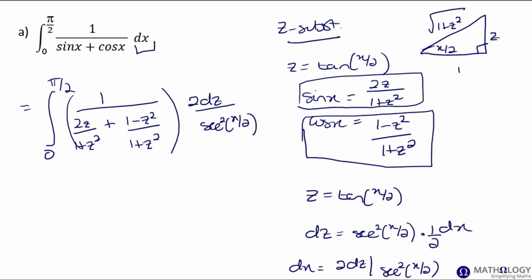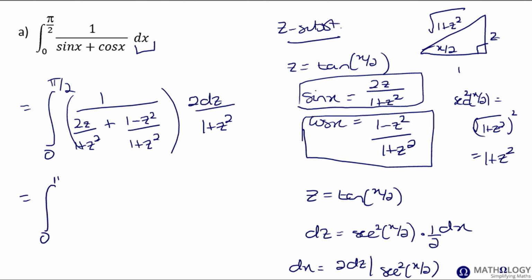Now sec x over 2 is going to be hypotenuse over adjacent. So it's going to be root 1 plus z squared over 1, which is just root 1 plus z squared. And then when you square that, that square is going to take care of that root sign. So it's just going to be 1 plus z squared. So instead of writing sec squared x over 2, we're going to write 1 plus z squared. And now we've got everything in terms of z. We can then simplify and evaluate the integral.